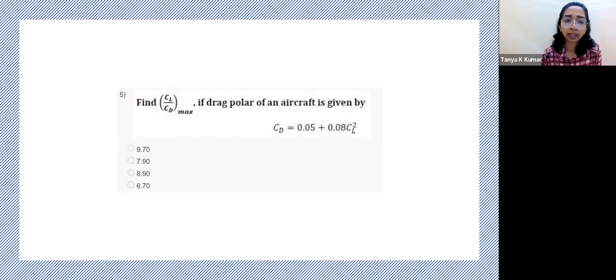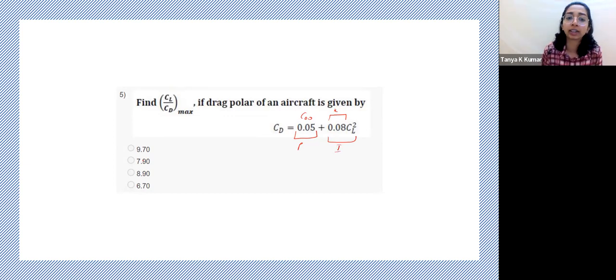So the next question is, find CL by CD max if the drag polar of the aircraft is given by this. For CL by CD max, we had seen in the initial slide. So this part is the CD naught, and this is K. This is the parasitic drag, and this is the induced drag. This was again asked in the forum. So find CL by CD max.